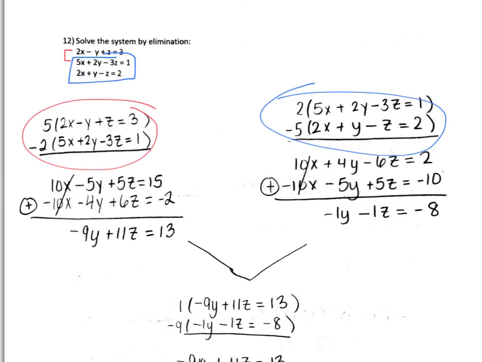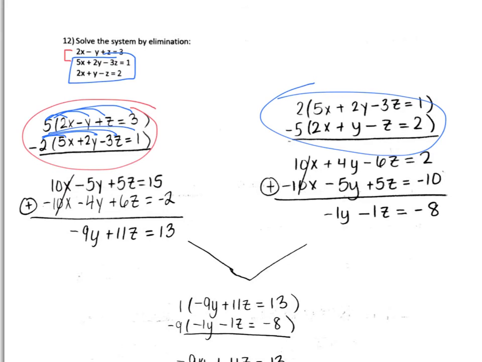And I know that one of them needs to be negative so that when I add them they have opposite signs and they cancel. So all I did was I took this 5 and distributed it out to every piece here and got this equation. I took this -2 and distributed it out to every piece there and got this equation. Then I simply added these 2 things together. So 10x plus -10x canceled. When I add these 2, I got -9y. When I added these 2, I got 11z. And when I added these 2, I got 13.